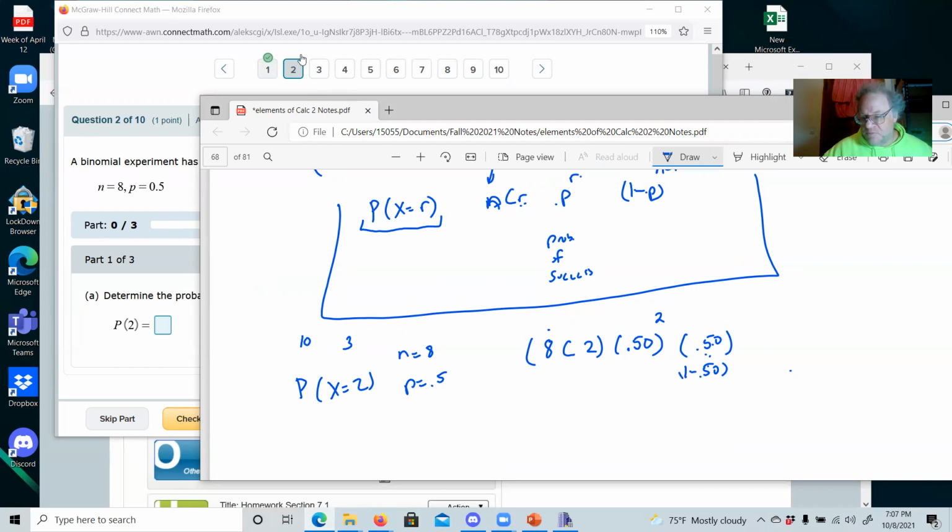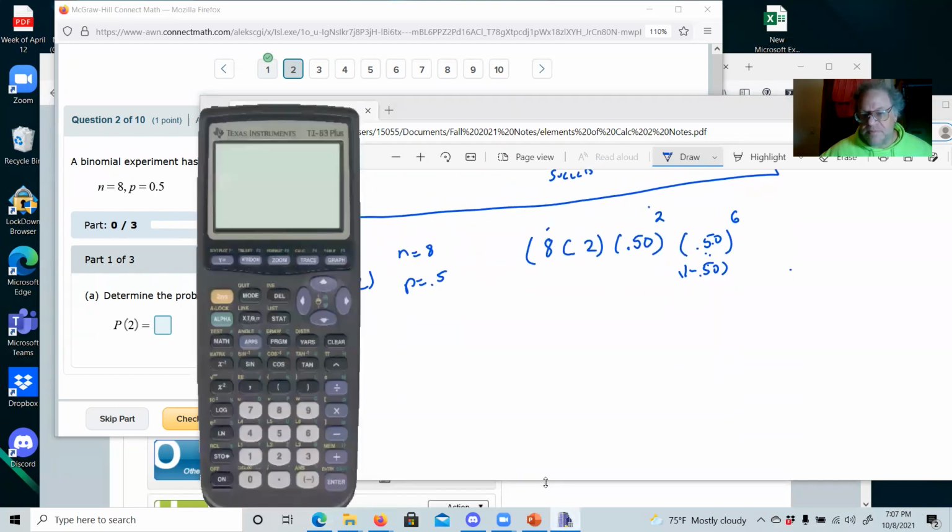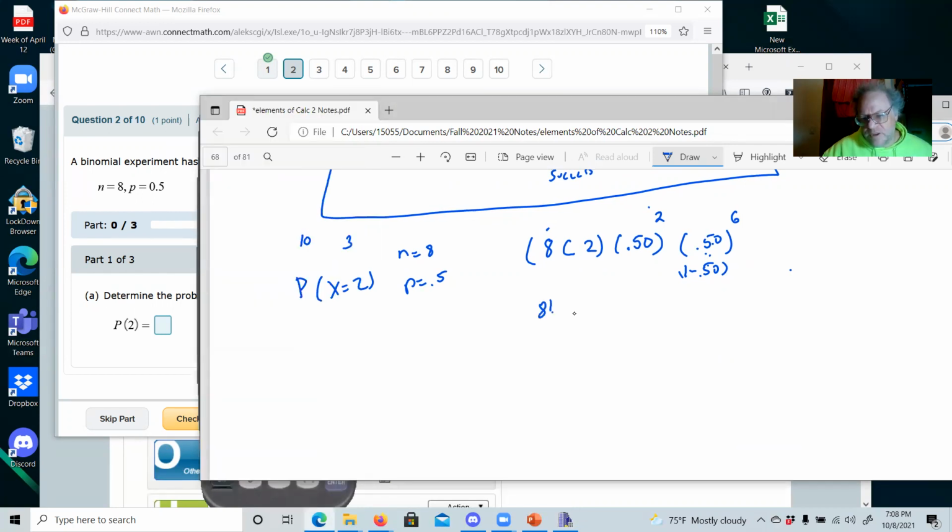We have 8 attempts. We have 8 experiments. 2 of them are going to come up successes. How many do we have left? We have 6 of them remaining. Okay, and that is going to be how we set this thing up. All right, now calculators, because we could do this, right? This is 8 factorial over 8 minus 2 factorial, 2 factorial. This is 1/2 squared and 1/2 to the 6th. Oh, that looks delightful. Calculator.